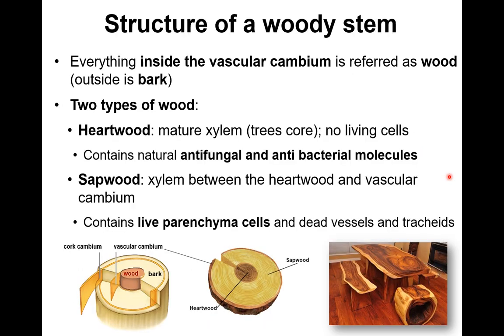Now, whatever is inside of the vascular cambium is referred to as wood. That's what you like to buy at Home Depot. All right, and now there are two types of wood. There is what is called the heartwood and the sapwood, and you can see it with the coloring.